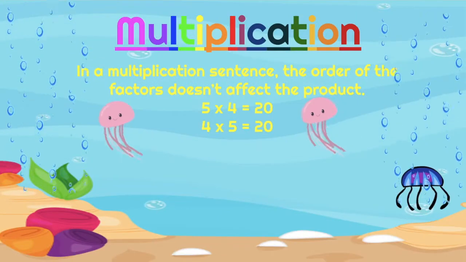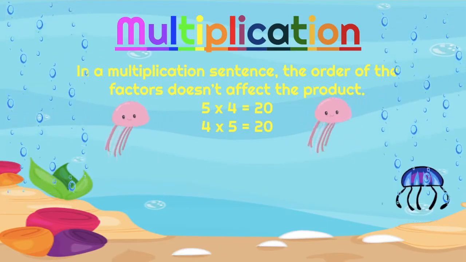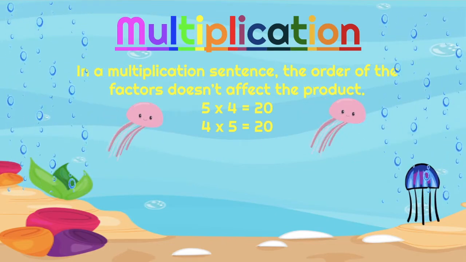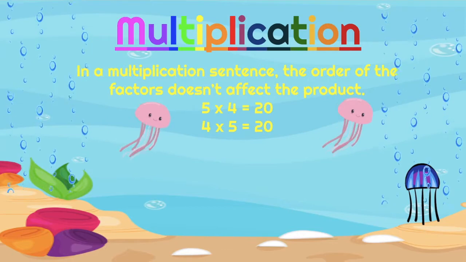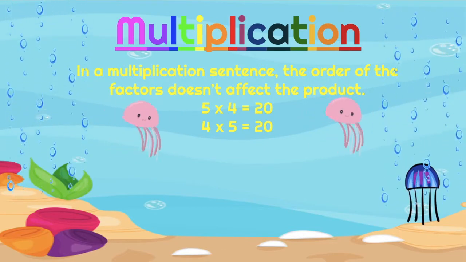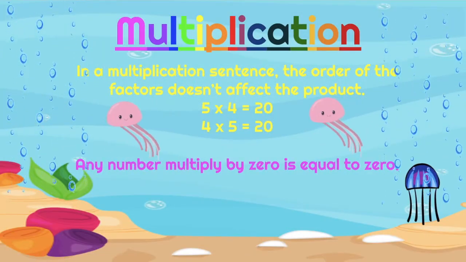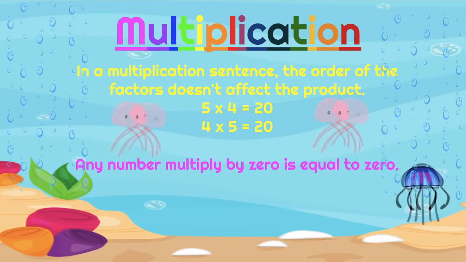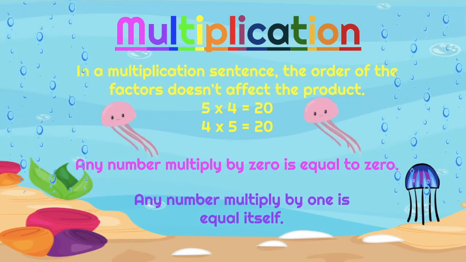In a multiplication sentence, the order of the factors doesn't affect the product. For example, 5 times 4 is just the same as 4 times 5. Both will give us the same exact answer, which is 20. Any number multiplied by 0 is equal to 0, and any number multiplied by 1 is equal to itself.